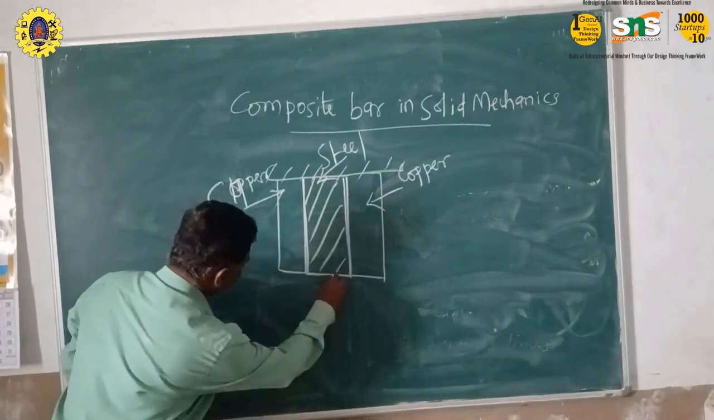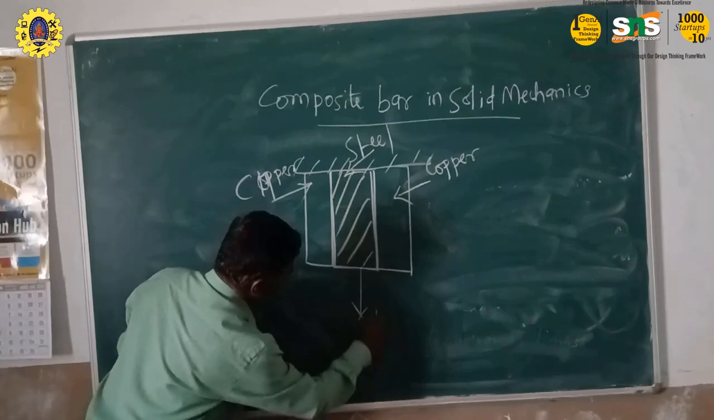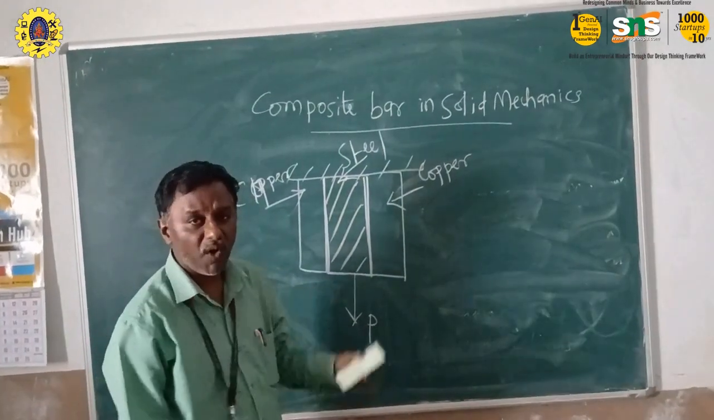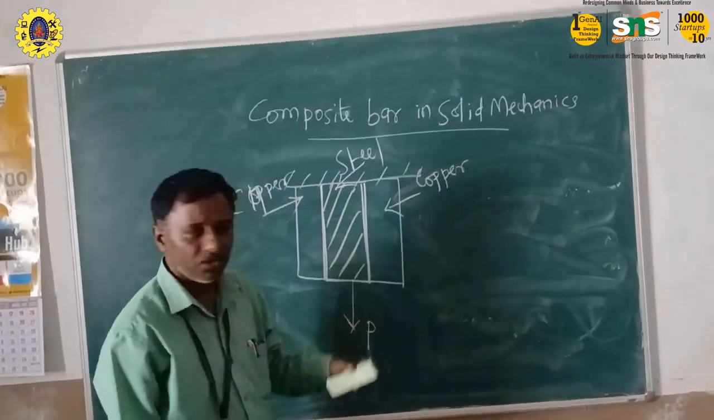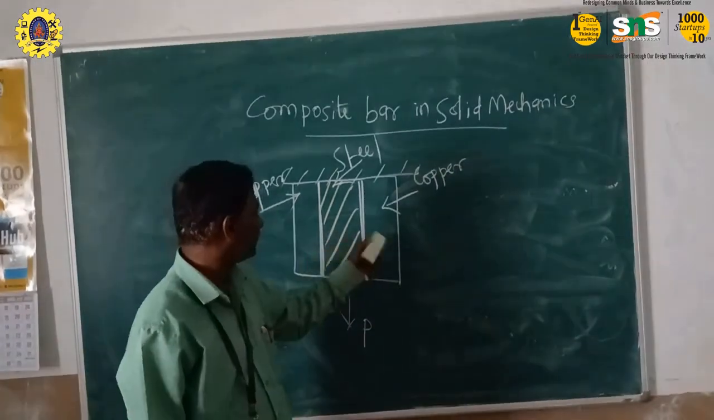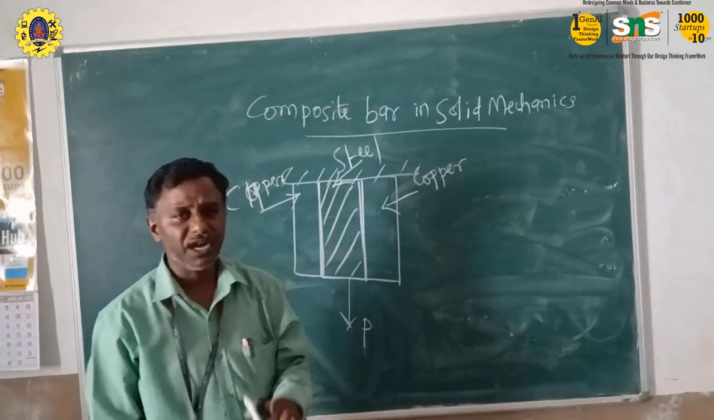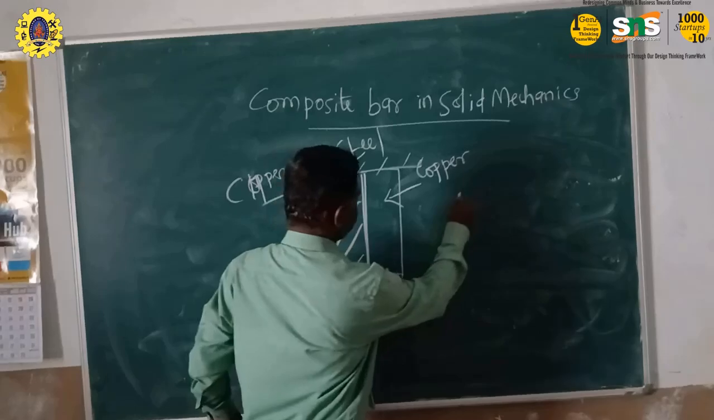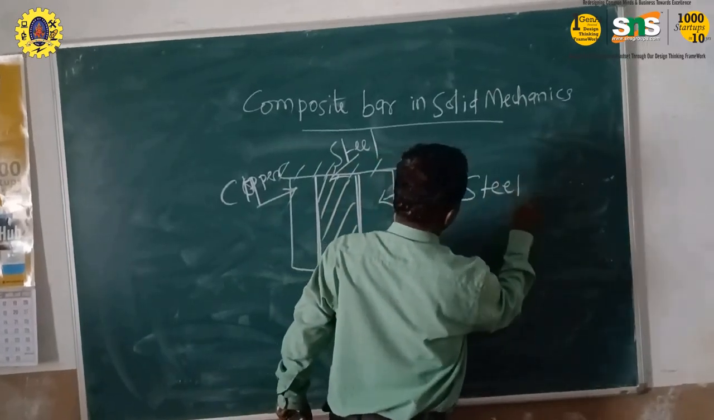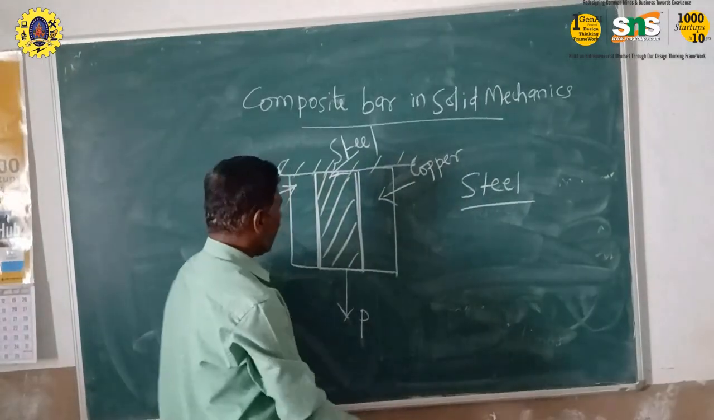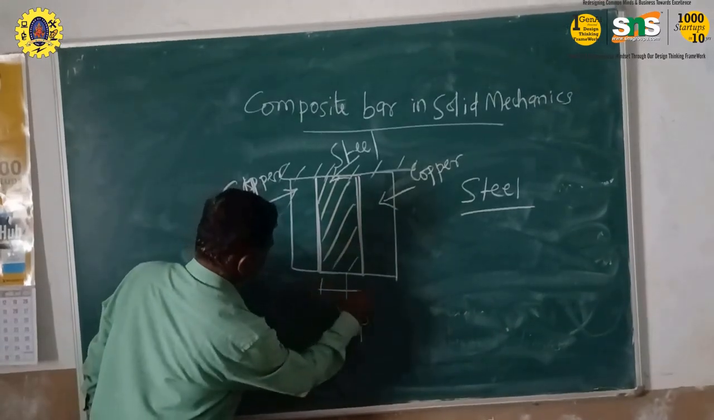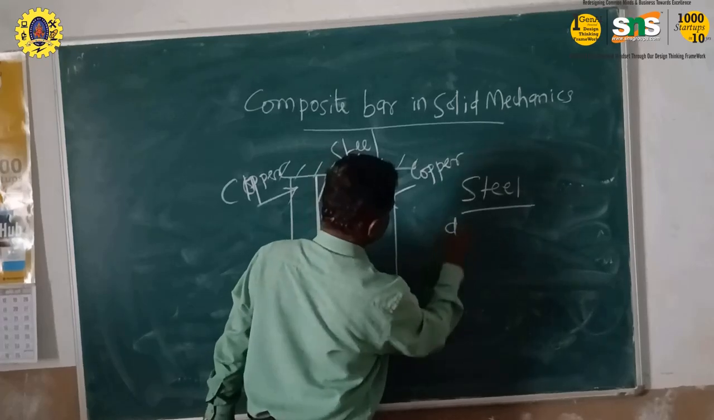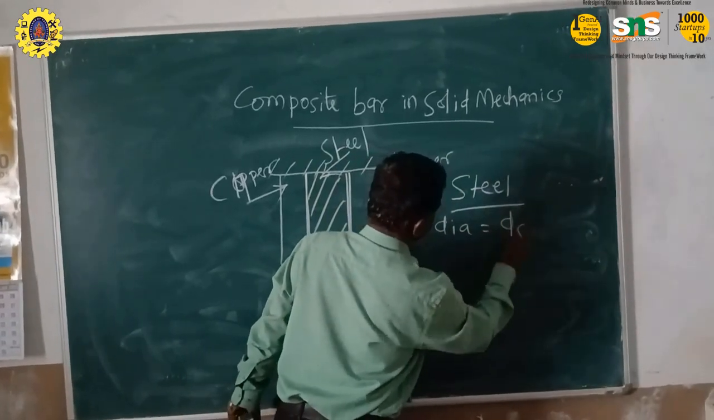A load is applied on it. The load P acts upon the composite section. So what happens in the load distribution to the copper as well as the steel? First we should have the specification of the steel. Here the steel is a solid material having diameter D suffix S. Let's take the diameter as ds.